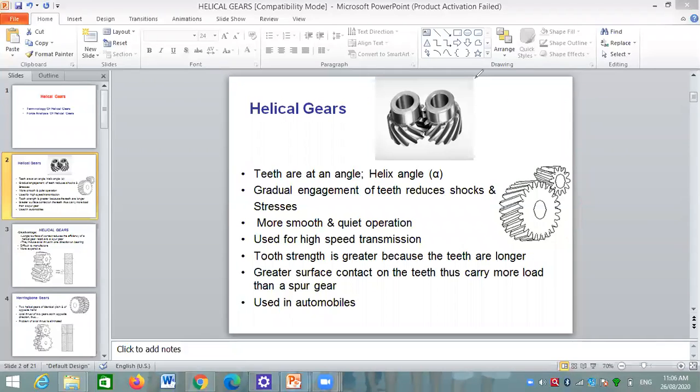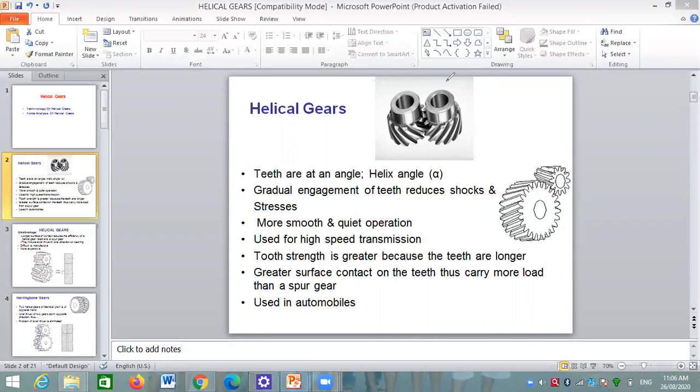Okay, due to the gradual engagement of the teeth. What is the meaning of gradual engagement? At the start of the engagement, the contact is a point contact and up to the end of the engagement, the contact is a line contact. This is called gradual engagement, and due to this gradual engagement, the shock and the stresses are reduced in the helical gear.